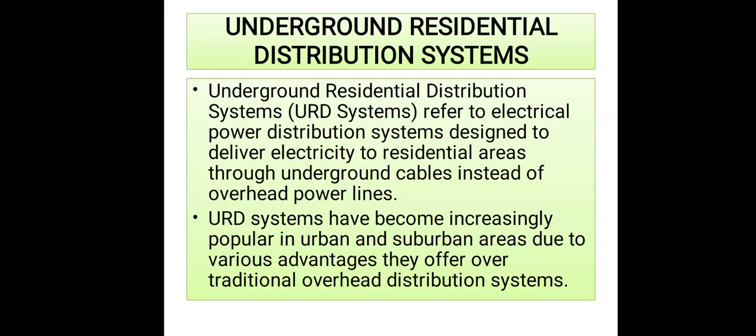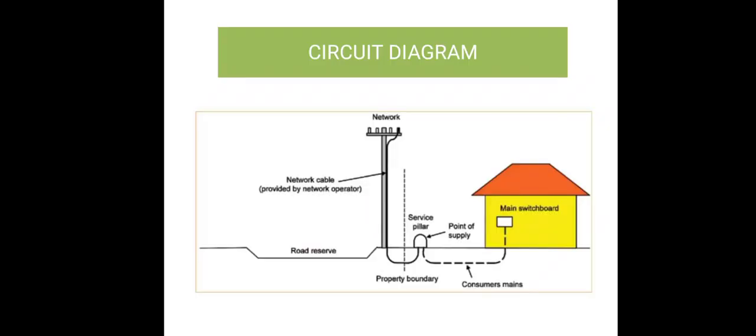Underground cable systems in residential areas are becoming increasingly popular in some areas due to the various advantages they offer over the traditional overhead distribution systems. In this system, the power transmission uses a networking cable system. Networking cables run from the substations through the village area, through the service network system to the service pillar.